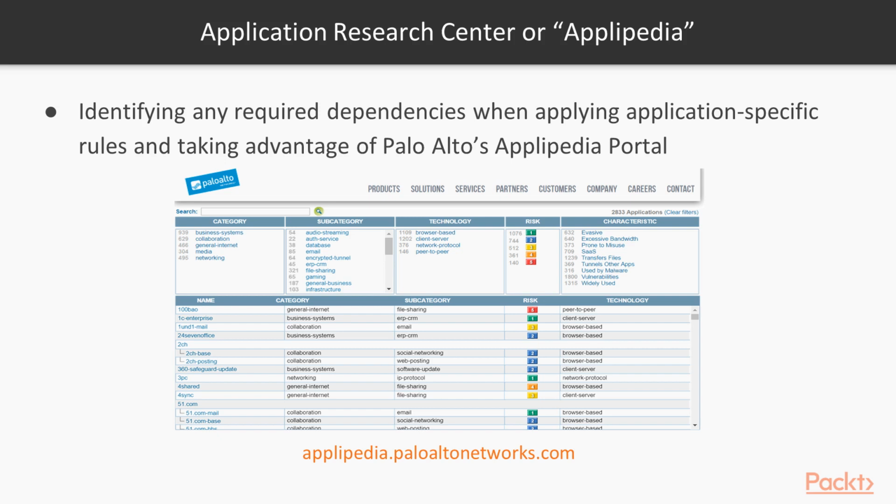So Palo Alto continues to update this on a daily, weekly basis, and there's times where you might need to have some dependencies added for a specific application in order for you to block it or allow it. Say, for example, Netflix. We want to allow Netflix, but there's a pretty good chance that Netflix is dependent upon another application or another service.